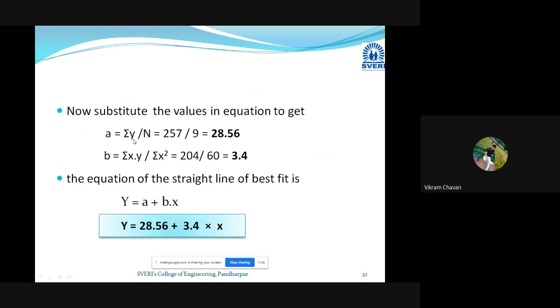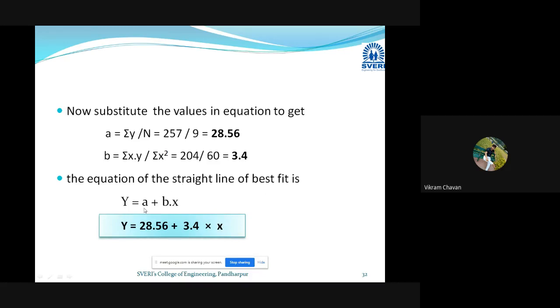Next we find the a and b values. a is equal to summation of y divided by n. The summation of y we get from the table, and n is nothing but the number of years, which we also get from the table. Then b is equal to summation of x multiplied by y divided by summation of x square, both of which we get from the table. Then we find the constants a and b and fit the straight line, the straight line equation for the given data.